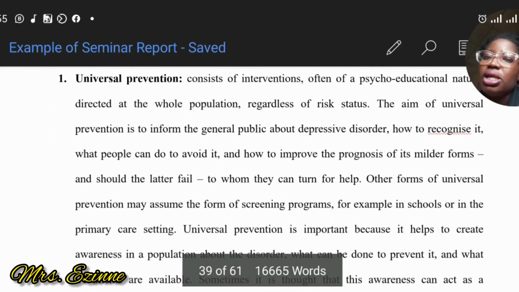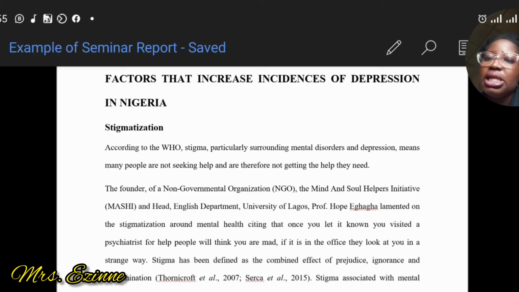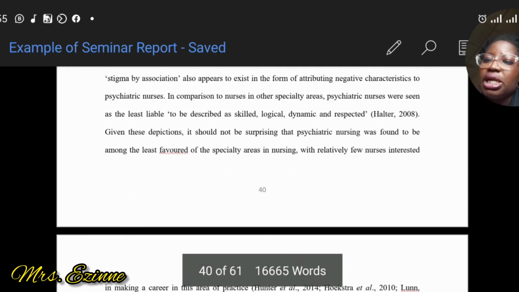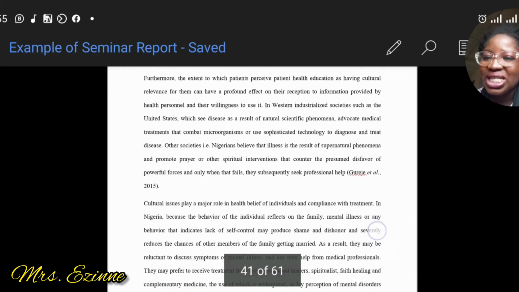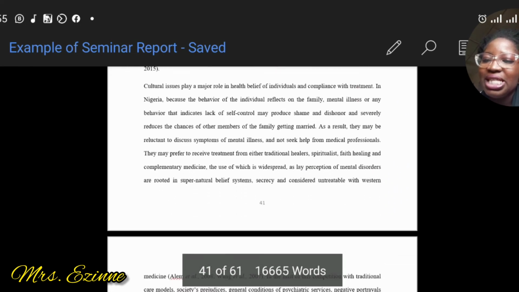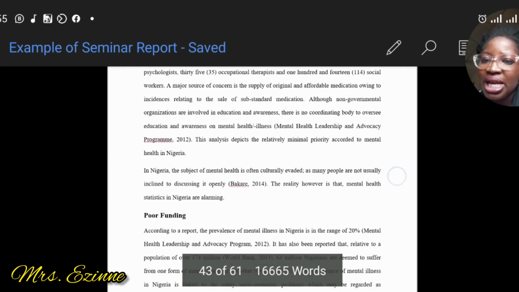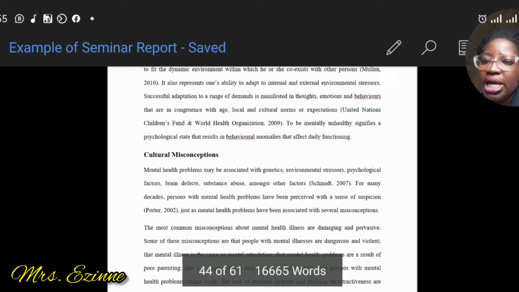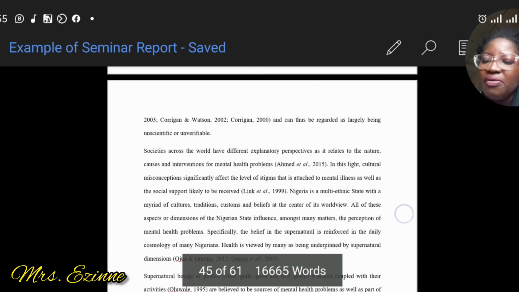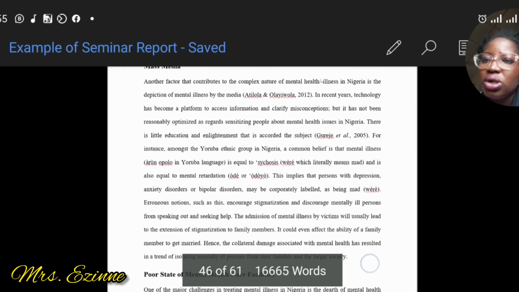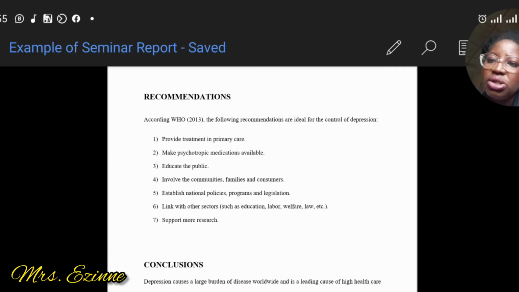So let's go on down to factors that increase incidence of depression in Nigeria. You can see that there. It's not that complicated to write a seminar report. This just gives you an idea of how to write a seminar report, and you can see there that you have to bring in a lot of papers. You can see my recommendations there.